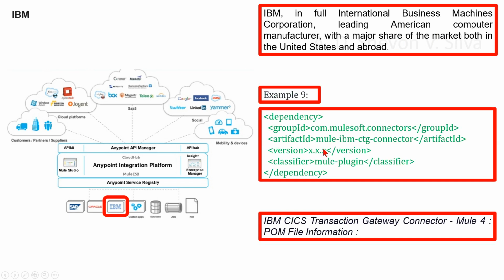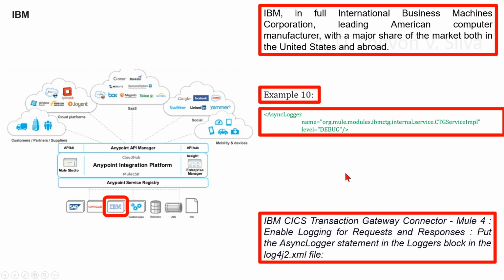You can see POM file information in the IBM CICS Transaction Gateway connector for MuleSoft. Replace x.x.x with the version that corresponds to the connector you are using. To obtain the most up-to-date pom.xml file information, access the connector in Anypoint Exchange and click dependency snippets.